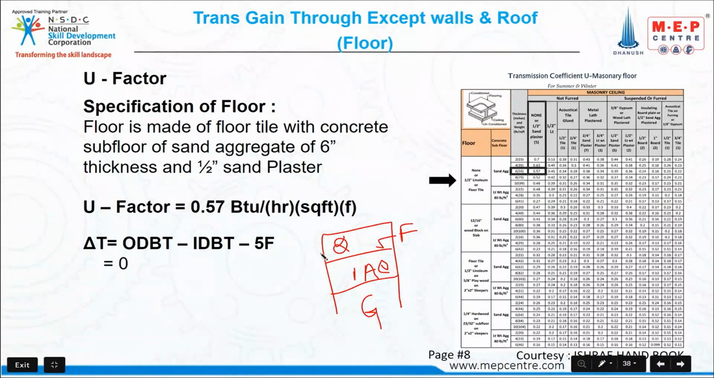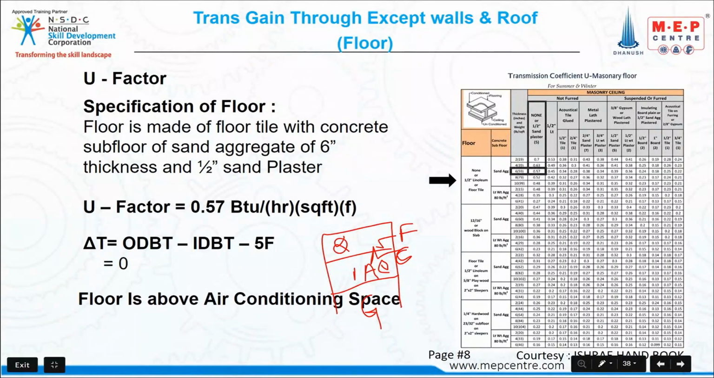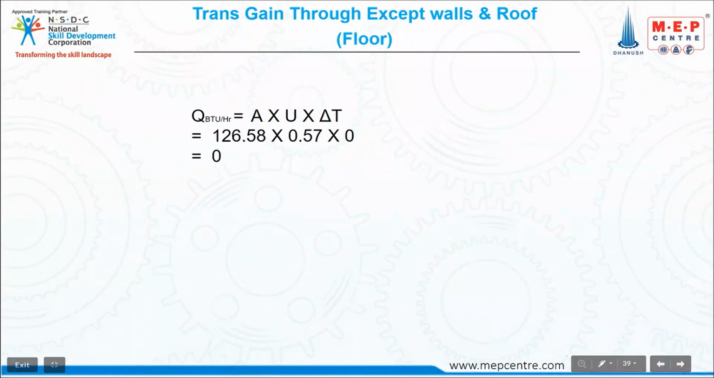Suppose I am calculating for the first floor, then this will become the ceiling. I need to check whether the second floor is AC or non-AC when I am calculating the ceiling. If I am calculating for the second floor, when you come to the floor, you need to check whether your first floor is AC or non-AC. Okay. Now here, the first floor is above an air conditioned space, therefore the floor will become 0.